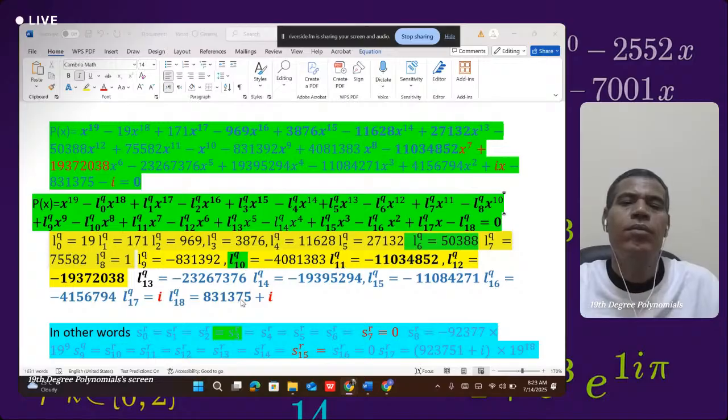Imagine x to the 19, x to the 18, all the way down. 19 terms, each with its own specific coefficient. That sounds like a true mathematical beast, yeah. And how does Ezouidi's theorem even begin to tackle something that intimidating?